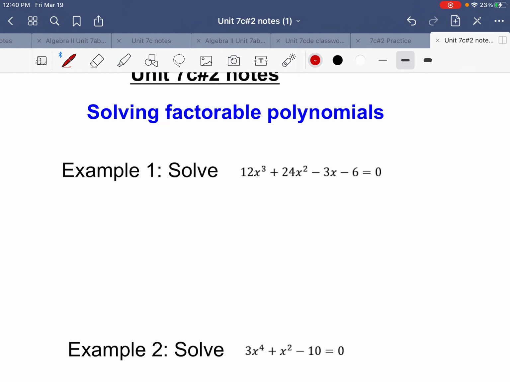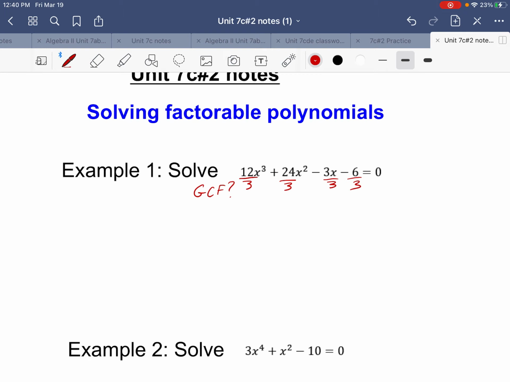So example 1. First thing I really want us to focus on is, is there a greatest common factor? What you're looking at is each individual term. So we're looking at 12, 24, 3, and 6. Often you choose the smallest factor and think about all the factors of that. 3 and 1 are the only two factors of 3, so we're going to divide each term by 3 and see if that works.